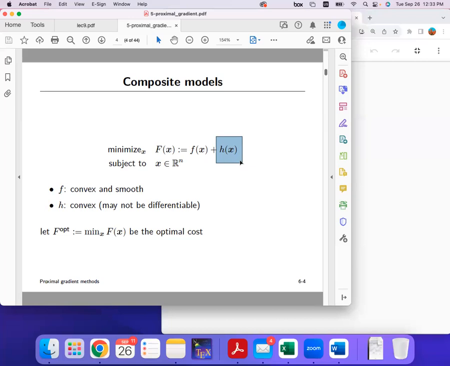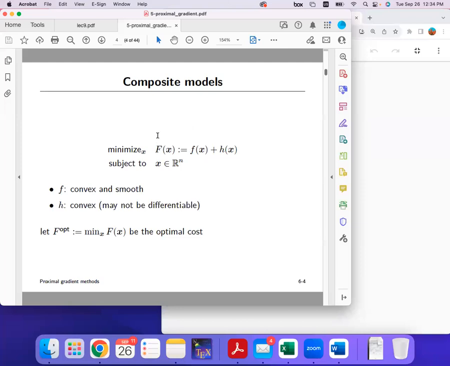Okay. So in this problem, here we are talking about the general problem formulation. f(x) is convex, differentiable, and smooth. For example, it could be a quadratic function or it could be a least mean square loss that we have seen before. And h(x) is a convex regularizer which may not be differentiable. For example, as we will see later, this could be the L1 norm of x. So the L1 norm is convex and it's not differentiable.